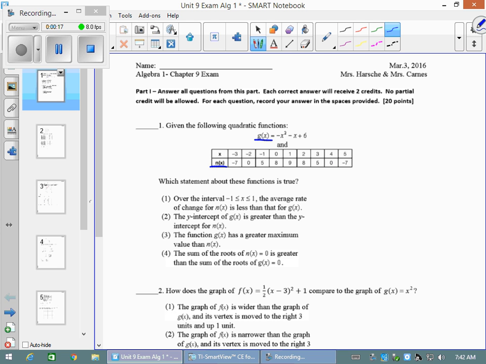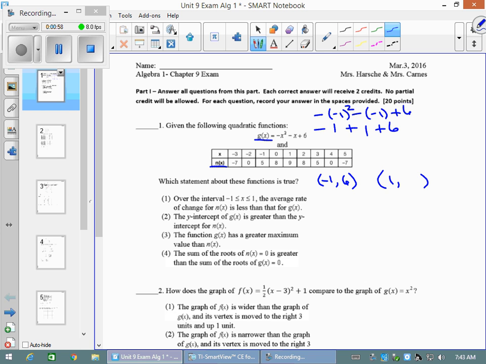So choice 1 is over the interval -1 to 1, the average rate of change for n of x is less than for g. So average rate of change, we need to calculate the slope between points with x values of -1 and 1 for both functions. So for g of x, I would have to plug -1 into my function. So -1 squared minus -1 plus 6 to get the y value that corresponds. So again, -1 squared is 1 plus 6. So that would give me 6.